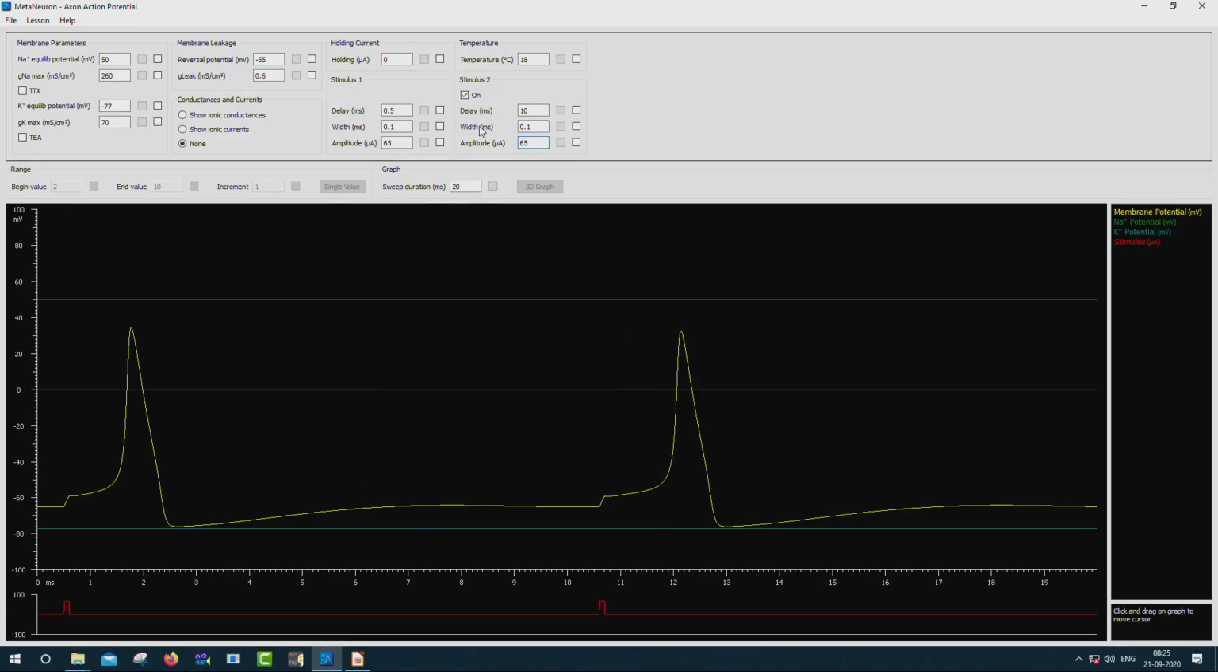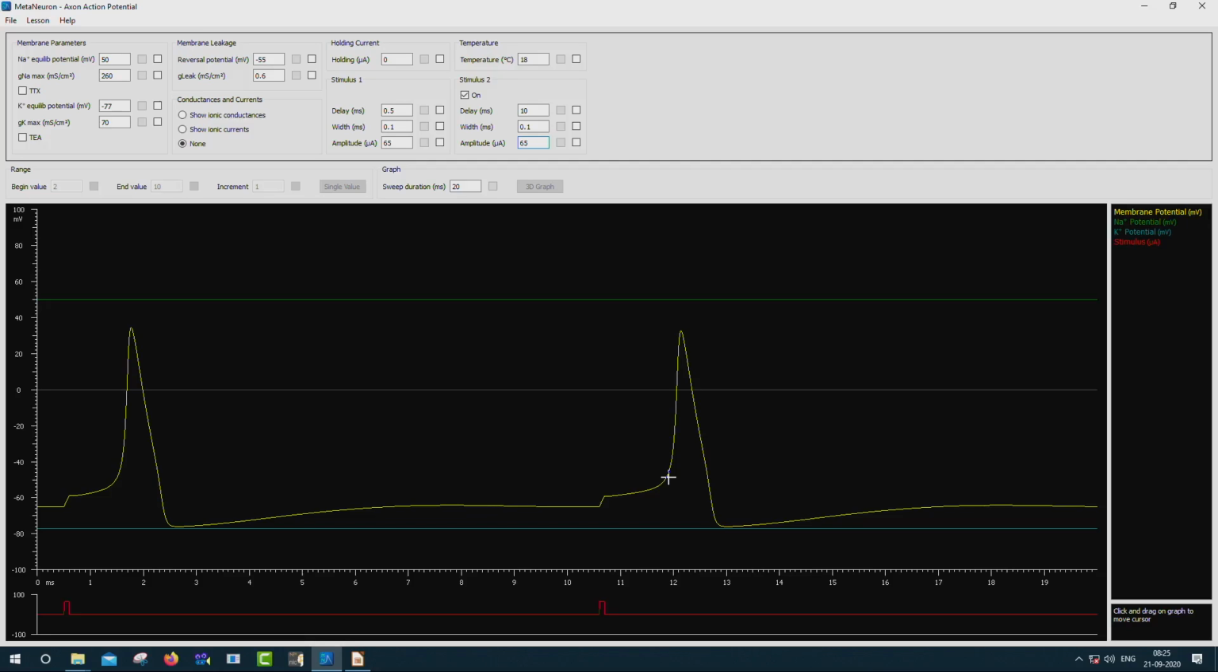So with normal amplitude, it fires. Notice that when I changed the amplitude from 100 to 65, it was slightly delayed, so the thresholds have changed. I encourage you to play with it. You have so many parameters to play with.